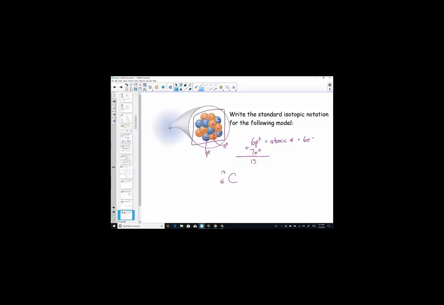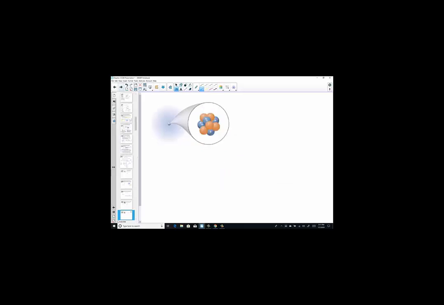So this standard isotopic notation is an isotope of the most abundant carbon, which is 12, but this happens to be carbon 13 with 13 total particles in its nucleus. So 13 over 6 is the elemental symbol of carbon. You had a next picture to try that same skill with.